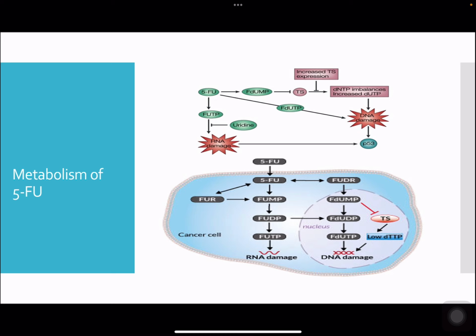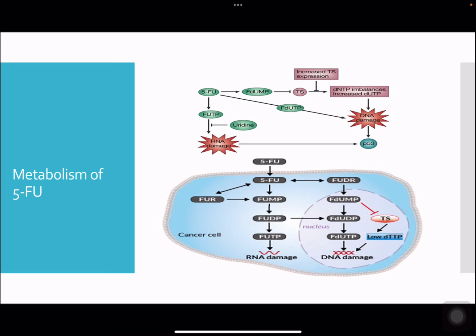This is the metabolism of 5-FU, just showing you two different structures, giving you two different ways to see how 5-FU works in the cell. As you can see, when 5-FU goes to FdUMP, it runs into TS, and the dNTP imbalances increase dUTP, which gives you DNA damage, which affects the p53 gene.